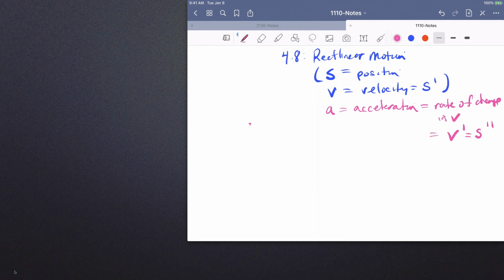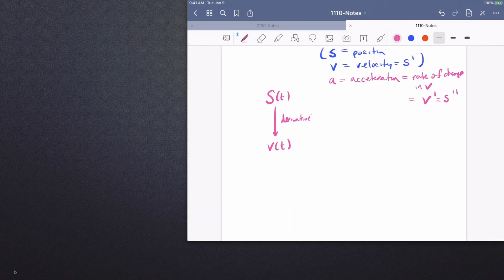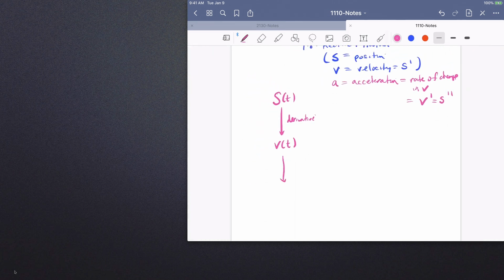We know that if we have a position function, position is a function of time, that if we take a derivative and work down, we would go to the velocity function. If you were to take another derivative of the velocity, you would get the acceleration.